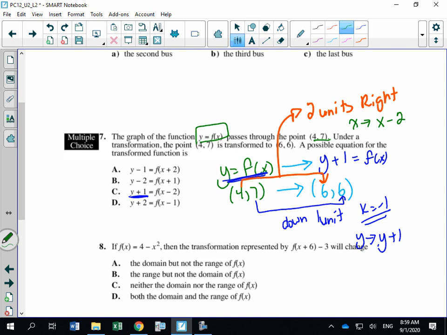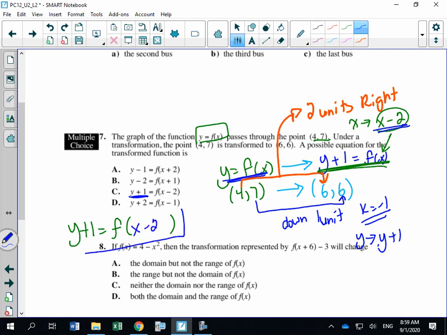So what I need to do is I need to take my graph where I'm at, and we're going to take out x, and we're going to put in x minus 2. So y plus 1 is equal to f of, let's do a replacement, x with x minus 2. And that is the equation of our image graph or transformed graph. This graph is going 2 units right and 1 unit down. So C is in fact your answer.